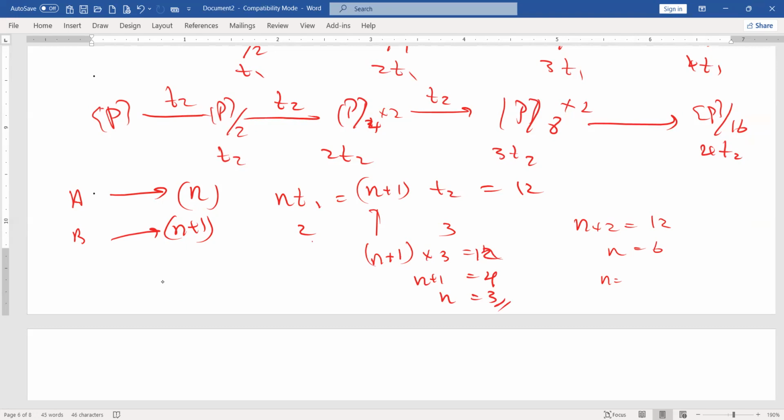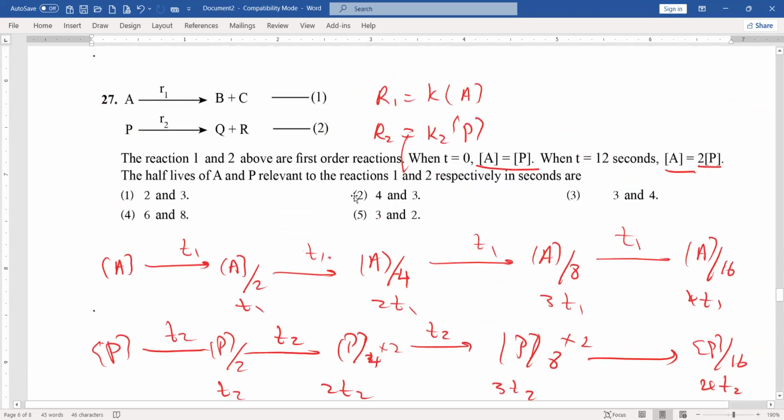It cannot be. N has to be the same. The n value is different, so the times are not 2 and 3. Half-lives are not 2 and 3. Then we try the next version.